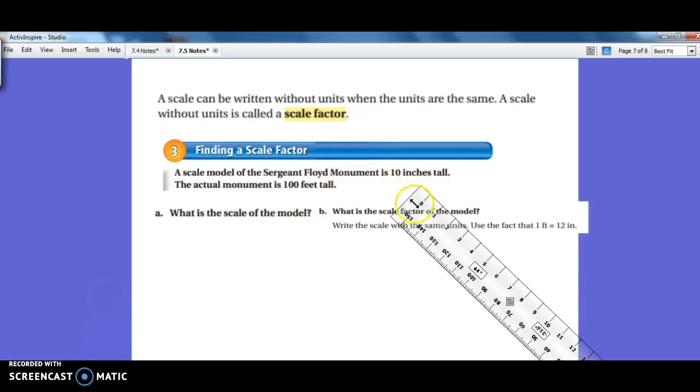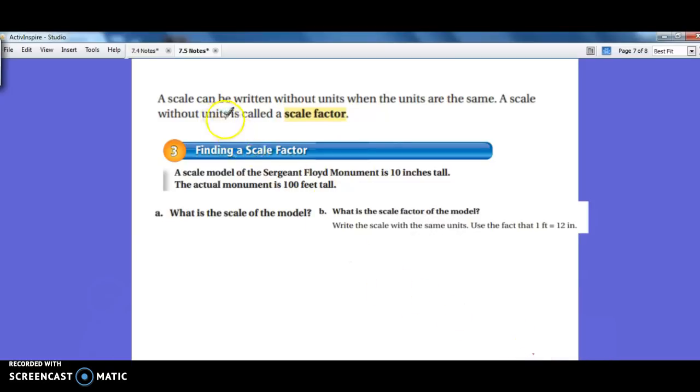Let's talk about something called the scale factor. So we don't need this anymore. I'm going to close this out. It says a scale can be written without units when the units are the same. A scale without units, let's go ahead and underline or circle that, without units, is called a scale factor. So example 3 says, finding a scale factor.